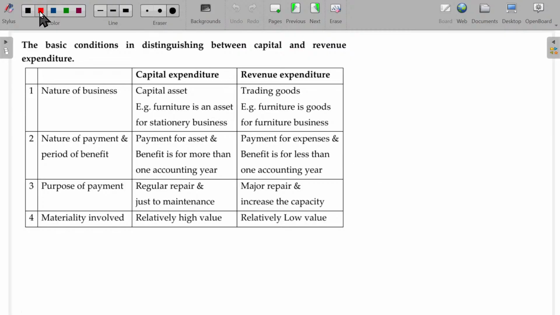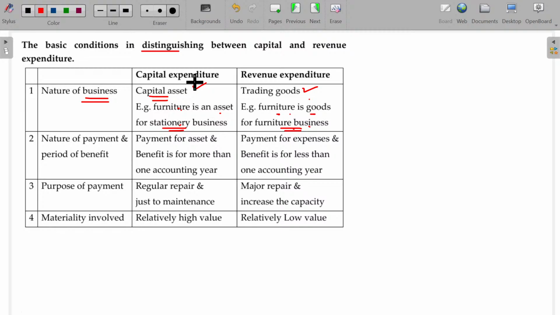some comparison between these two, distinguishing between capital and revenue. Now, nature of business. Capital asset. Example, furniture is an asset for a stationery business. The same furniture is goods for a furniture business. So for a stationery business, furniture is a capital asset. For a furniture business, furniture is trading goods. It's a revenue item, it's a capital item.